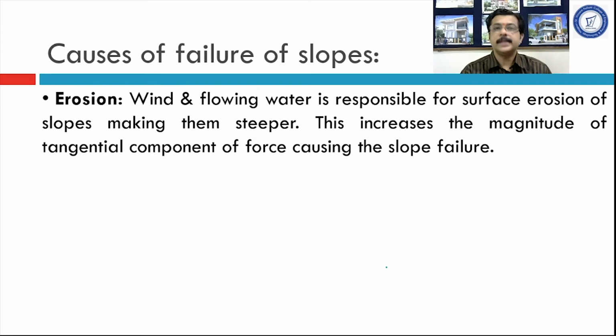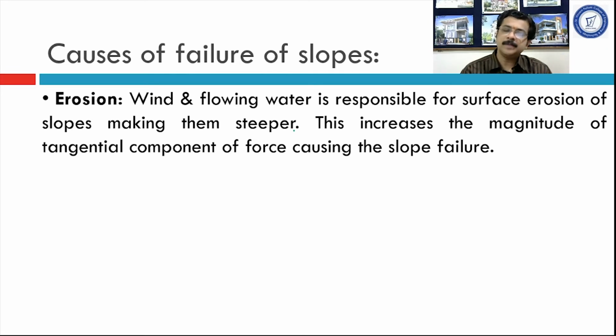The first cause is erosion. Wind and flowing water is responsible for surface erosion of slopes, making them steeper. This increases the magnitude of tangential component of the force causing the slope failure. Now, as we know, the agencies which are responsible for erosion, the major agencies are wind and flowing water, right? So, because of these agencies, the surface will get eroded, it will become steeper.